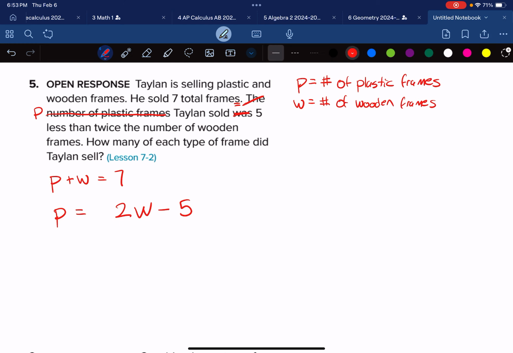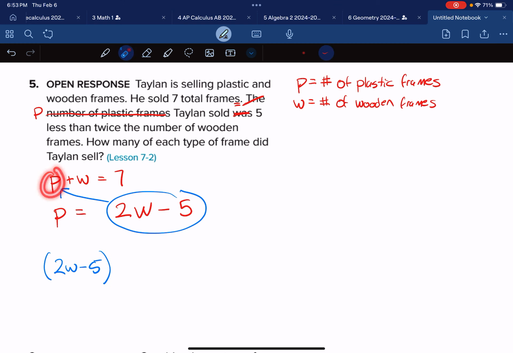So I'm going to show my work by circling my 2W minus 5, doing an arrow and saying I'm plugging that into P. So here it is. It's 2W minus 5. I have now rewritten P. Now I'm going to write this plus sign. Now I want to change my color so it's very clear what I'm doing. Plus sign. I'm going to write the W equals 7. W equals 7. I have rewritten this equation, but I have substituted in my P.